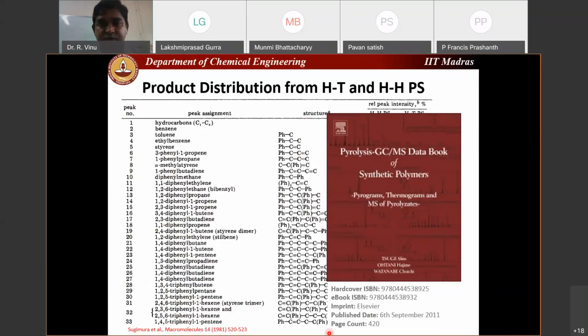Khurshid, I think this book is not available freely. Of course, this is authored by Frontier Lab people, so maybe you can contact them and they can give you a copy or something. But this is a very good book.